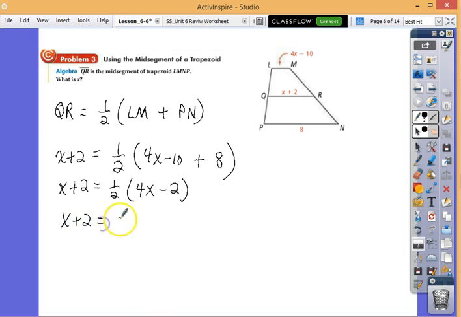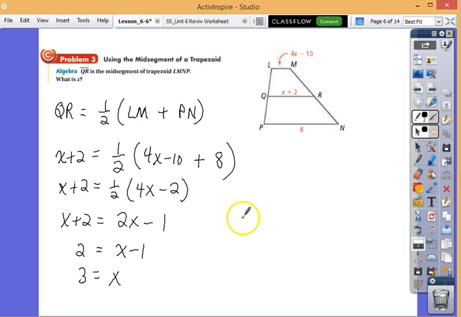x plus 2 is equal to 1/2. I'm going to go ahead and distribute that 1/2. So 1/2 times 4 is 2, and 1/2 times 2 is 1. Now I've got variables on both sides of the equation, so I want to get a variable on the one side so I can isolate it. I think I'll subtract x from both sides, and that'll give me x minus 1 equals 2, and then I'll add 1 to both sides, and x will equal 3. So what is x? x is 3.